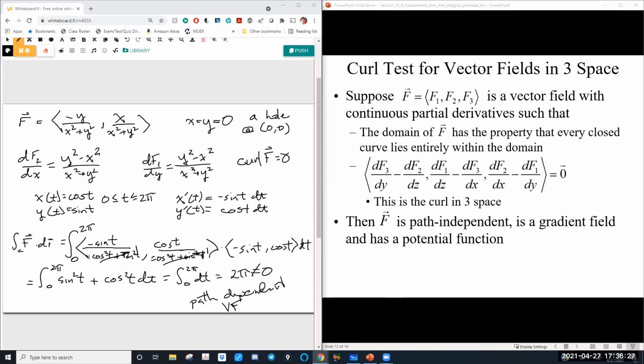Then I think at this point, I'm going to have you guys try some, because this is not a bad section. The things I want to get you the opportunity to practice are finding a gradient field. That's something we've done before. Using the curl test to determine if we have a path independent vector field. And if we do, find a potential function and use that potential function to find the line integral.